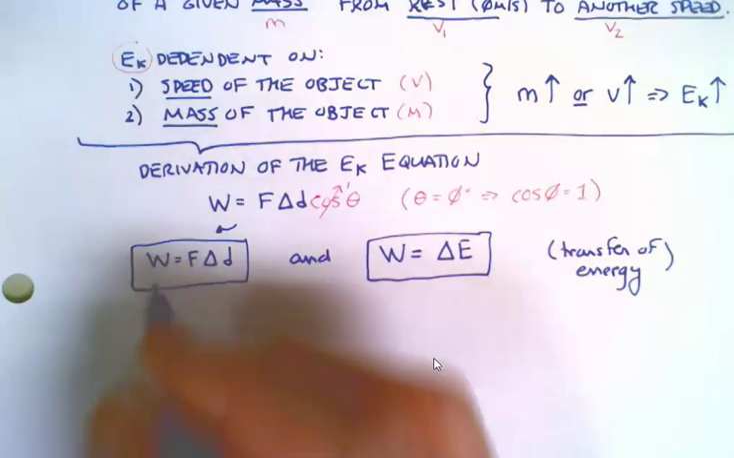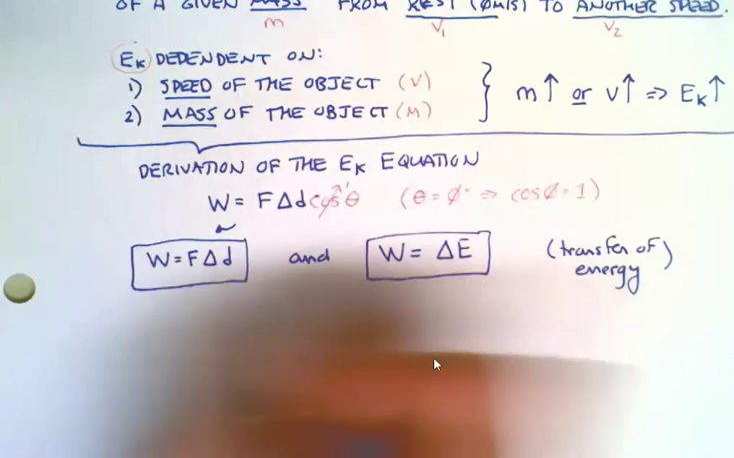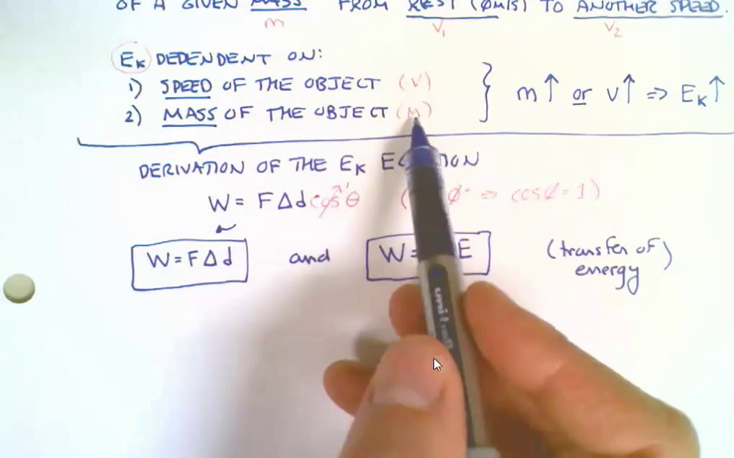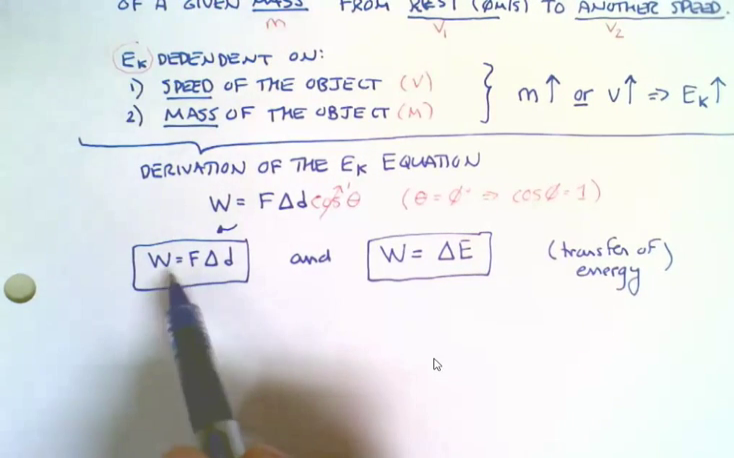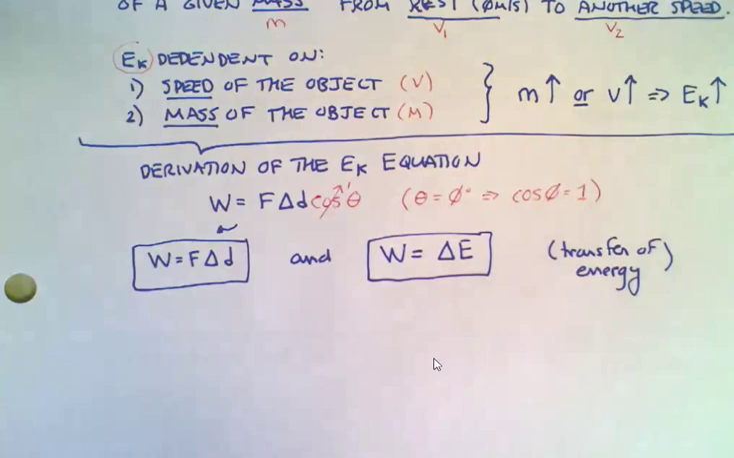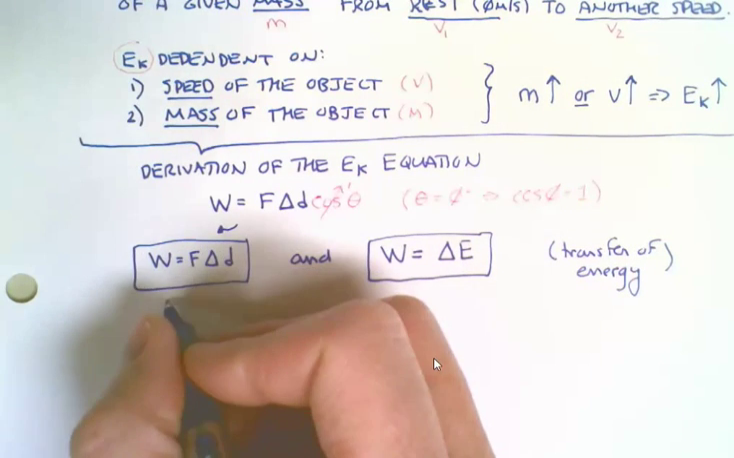Well, what do we do from here? Well, let's figure out what we need to find out. The speed and the mass need to be a part of this equation to figure out what the kinetic energy is or how much work is done. So what we're going to do is start with this equation.